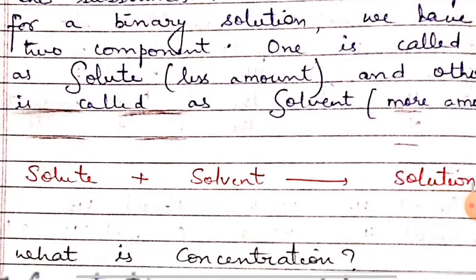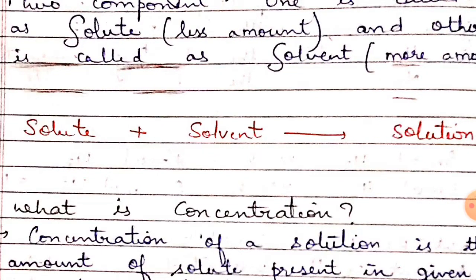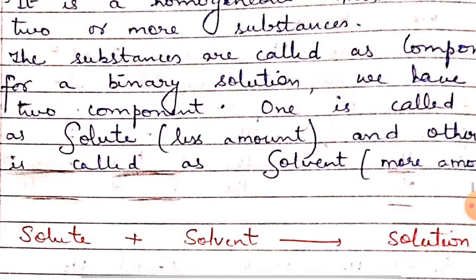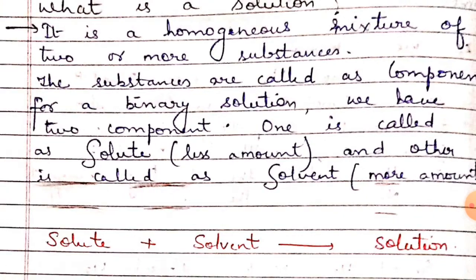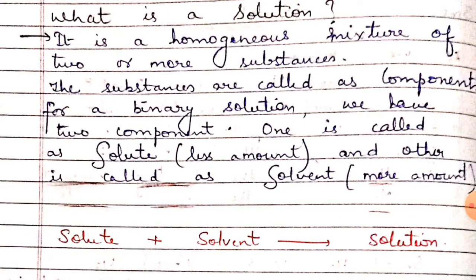Solute is that component which is present in less amount, and solvent is that component which is present in more amount. In equation format, you can see solute when mixed in solvent, it is dissolved in it to make a solution, and solution is a homogeneous mixture of two substances, solute and solvent. So what is a solution? It's a homogeneous mixture of two or more substances.